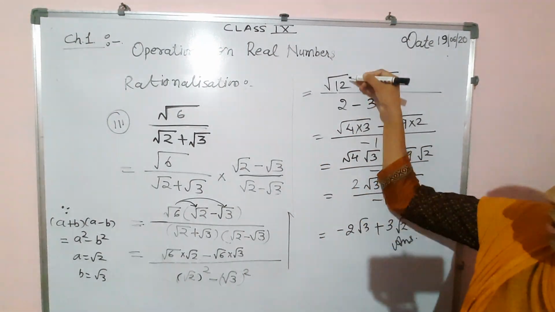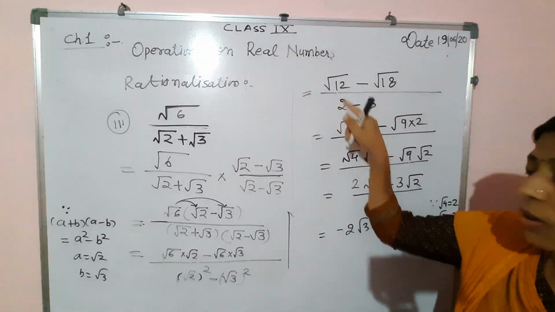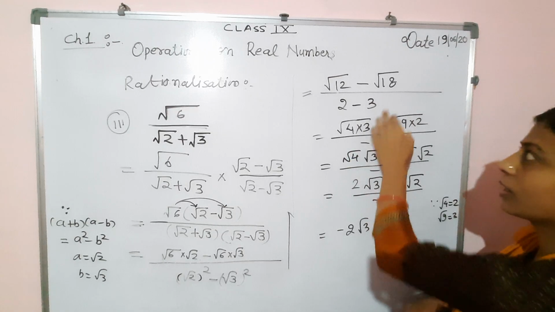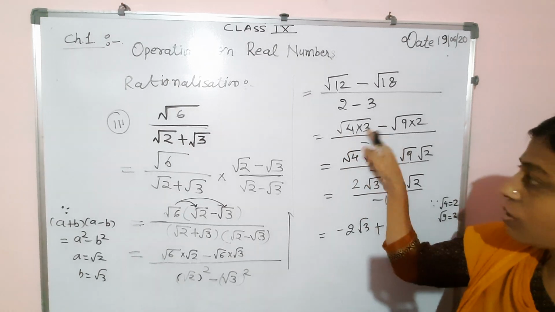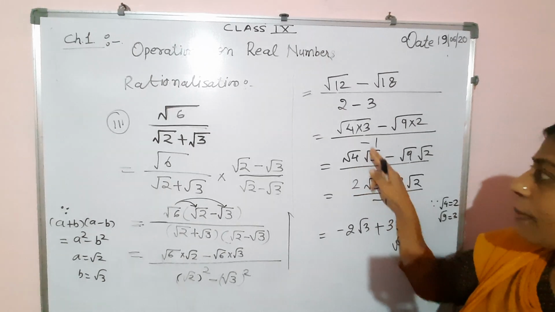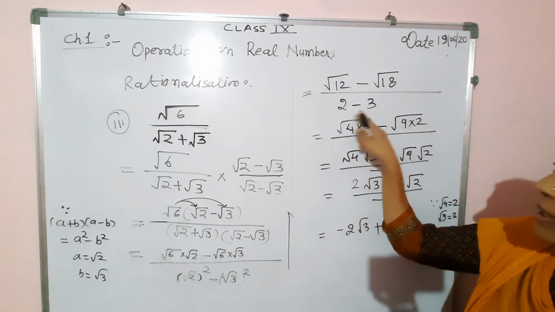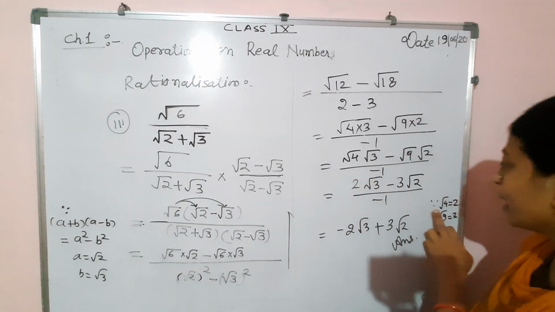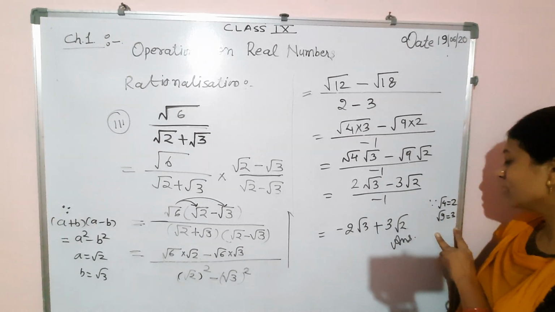Now we have to simplify this term. That's why I have written here: 12 can be written as factors 4 into 3, or 2 into 2 into 3. Then the factors of 18 are 9 into 3. Now we can separate the roots. When multiplication is here, root 4 and root 3 are separated. Here we separated root 9 and root 3, and in the denominator when we subtract 2 minus 3 we get minus 1. Now we know that the value of root 4 is equal to 2 and the value of root 9 is equal to 3.